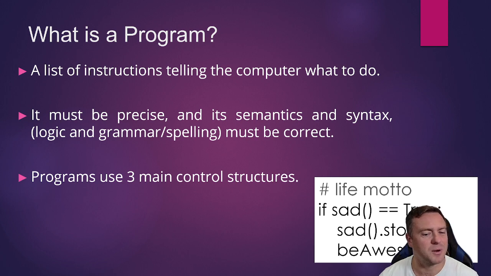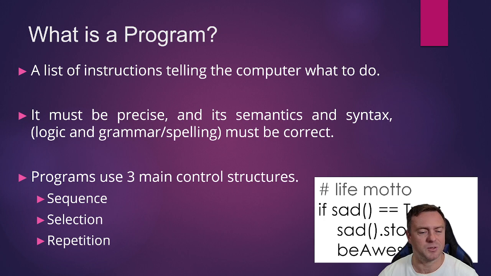Programs will follow three main control structures: the sequence, the selection, and the repetition. Sequence is the step-by-step things that happen. Selection is the choice, so does it need to go left or right? And then repetition is a loop, so following the same thing over and over and over.